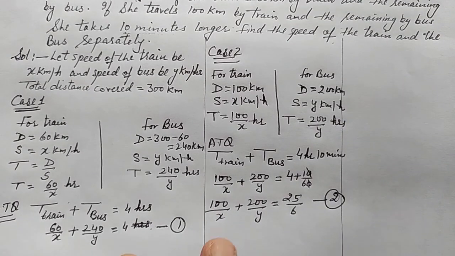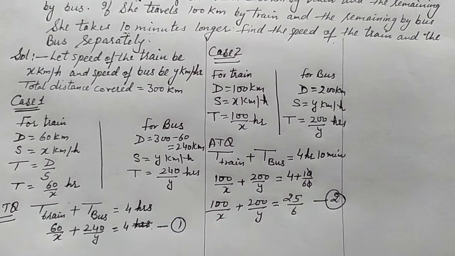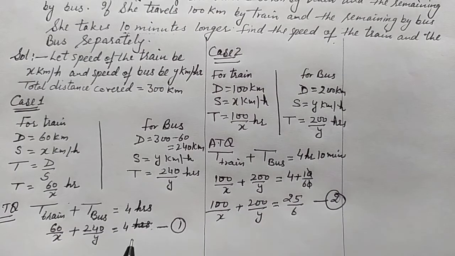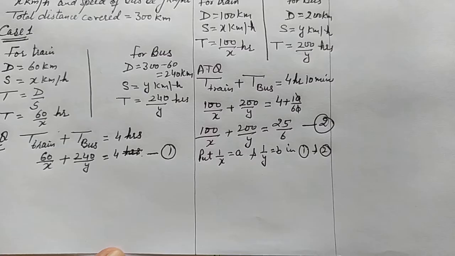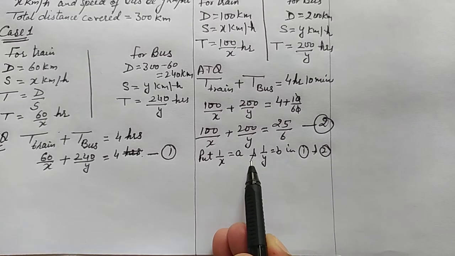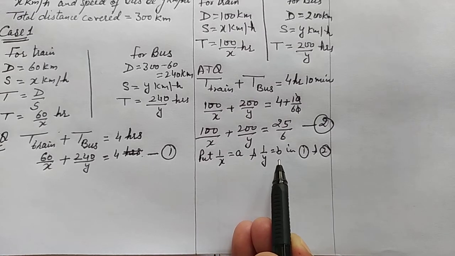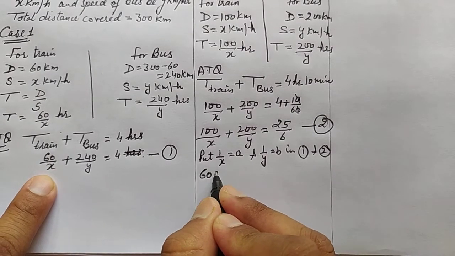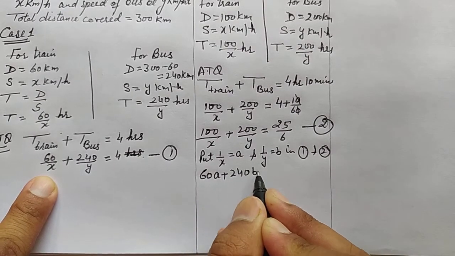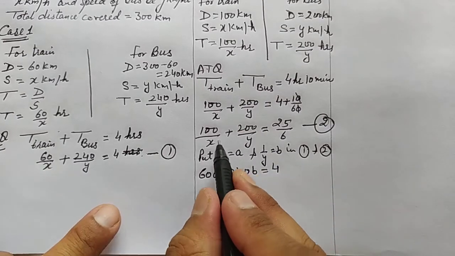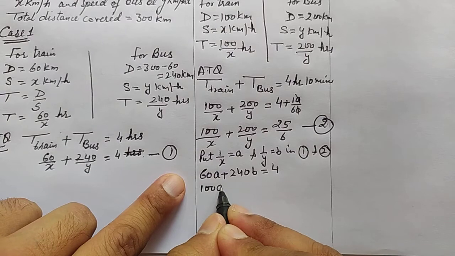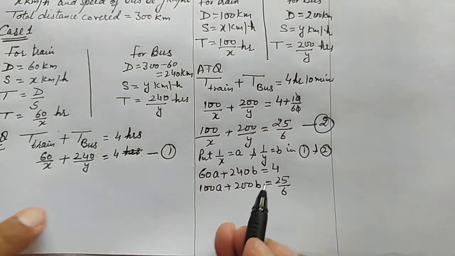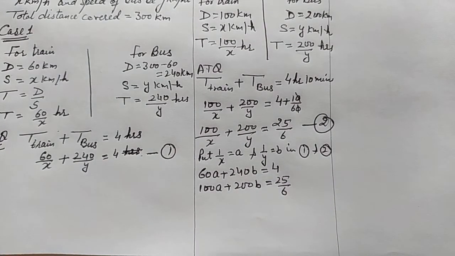Now we'll solve these two equations, and by this reduction method we'll put here 1 by x as a and 1 by y as b, and we will solve these two equations. So let's solve. So put 1 by x as a and 1 by y as b in equation 1 and 2. So first equation will become 60a plus 240b is equal to 4 hours, and here second equation 100a plus 200b is equal to 25 over 6. Now we'll solve these two equations with the help of elimination method.